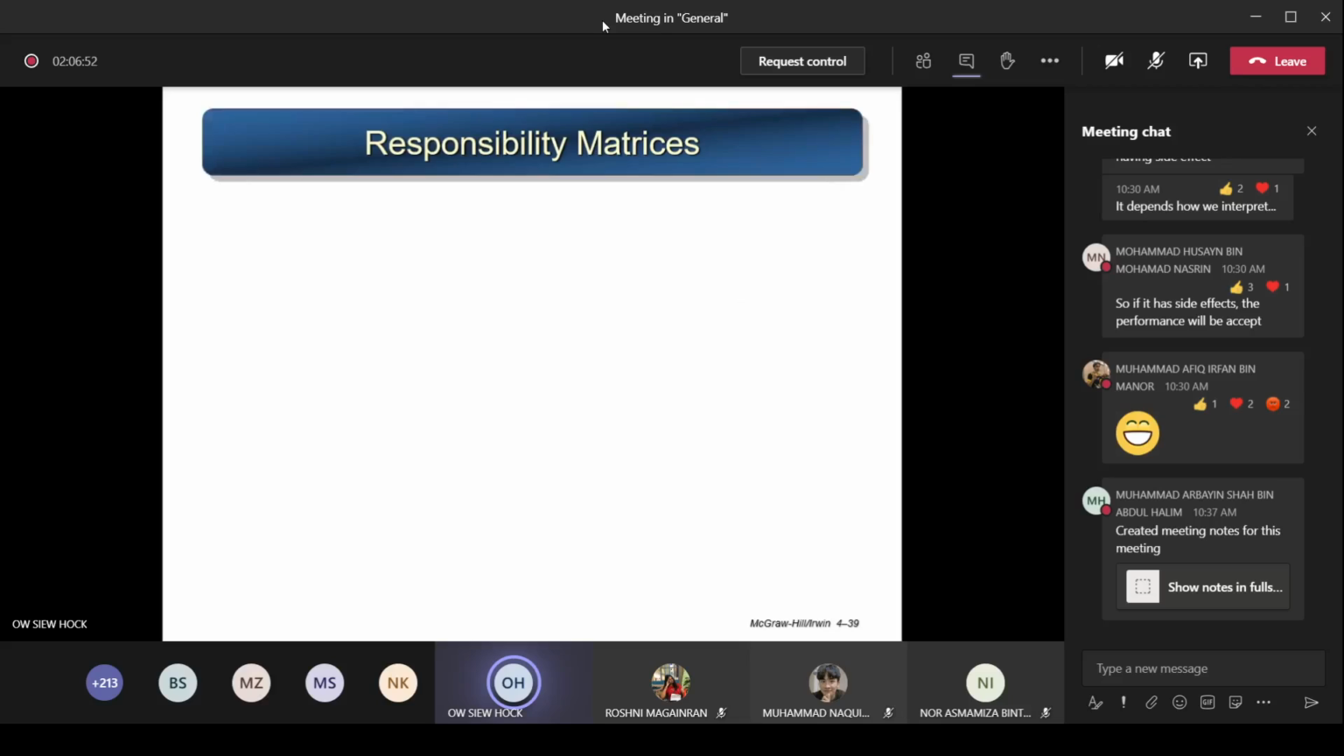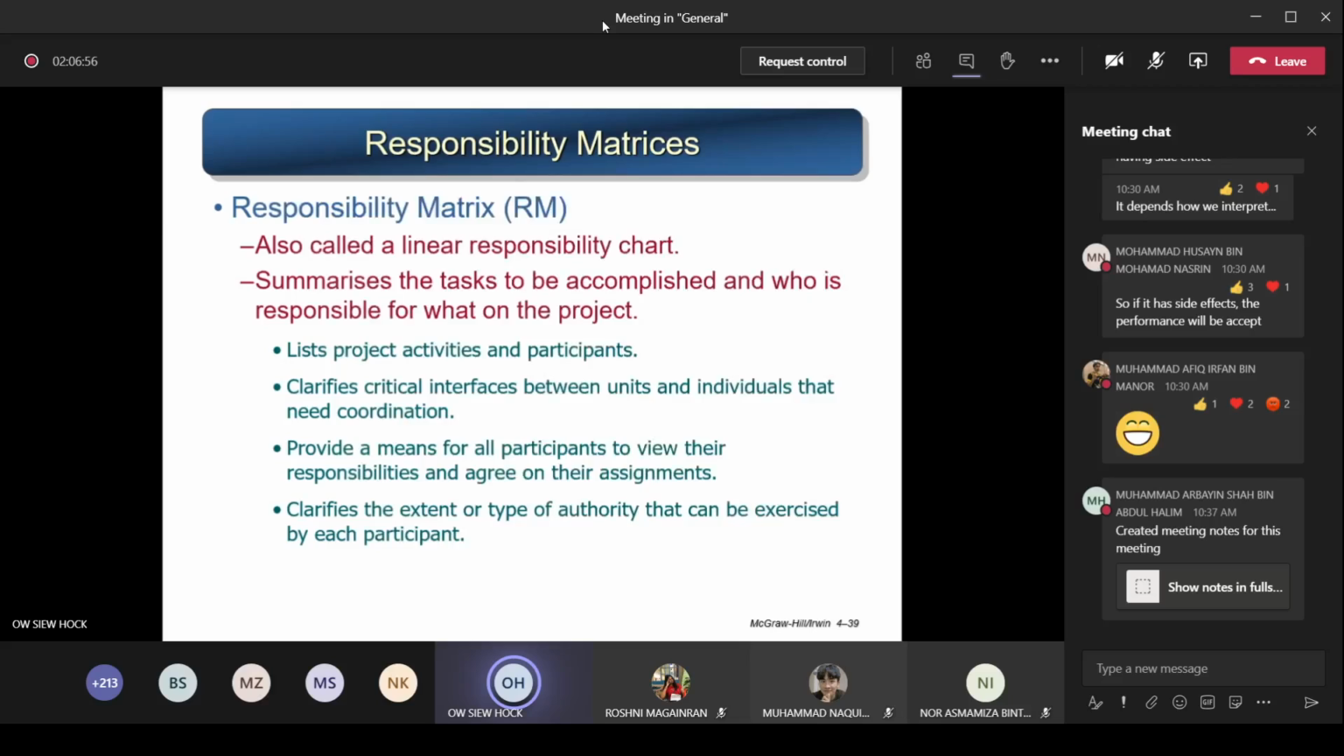Now next come to responsibility matrices. After you have broken down, whether it's PBS or WBS, who is going to carry out the task? So you define this in something called a responsibility matrix. This is also called a linear responsibility chart. It summarizes the tasks to be accomplished and who is responsible for what on the project.